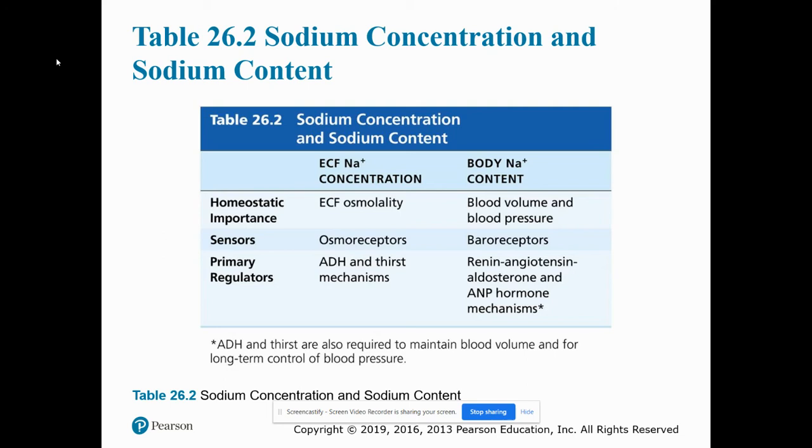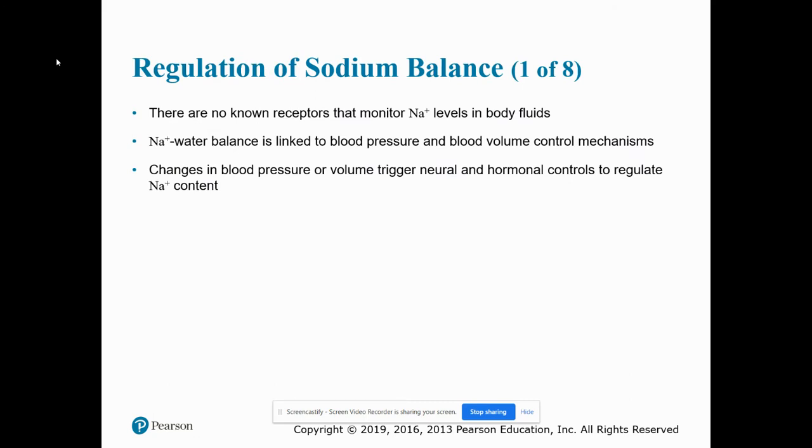So this is looking at sodium concentration and sodium content and the homeostatic importance. The homeostatic importance of sodium concentration, again, is extracellular fluid osmolality, and the homeostatic importance of body sodium content is blood volume and blood pressure. Now, the interesting thing is that there are no known receptors that monitor sodium levels in body fluids. Even though it contributes 280 of the total 300 milliosmoles, there are no known receptors.